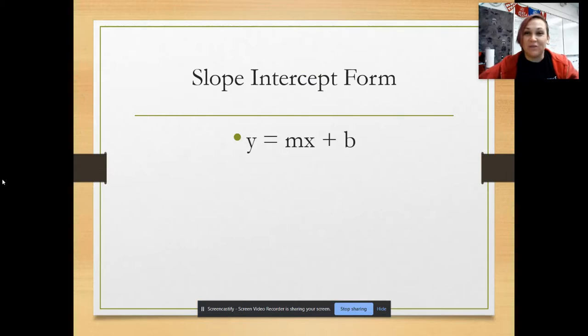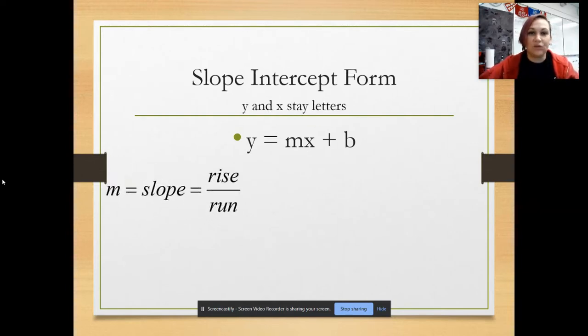Before we graph slope-intercept form, I want to remind you what the letters stand for, because that's going to help us with how we're going to graph. So in slope-intercept form, which is y equals mx plus b, the m and the b will both be numbers. The m stands for slope. That's that slope part from the title. Slope should always be written as a fraction, and it's always the number that's in front of the x.